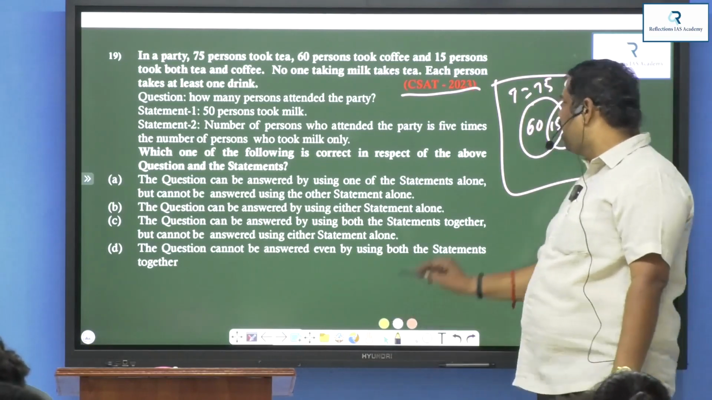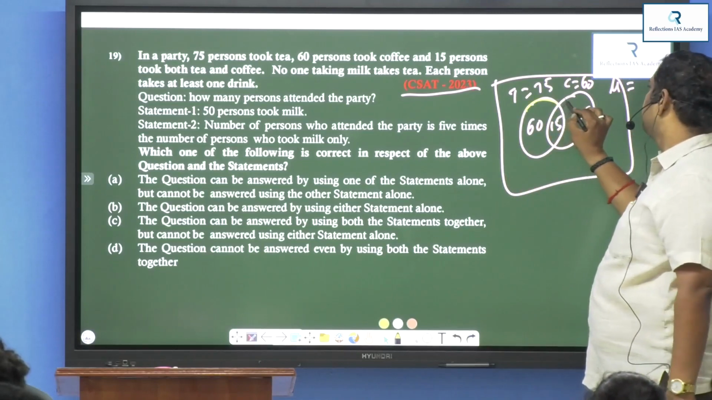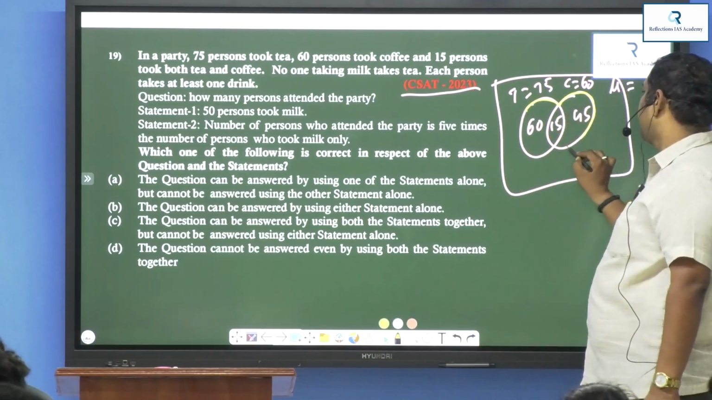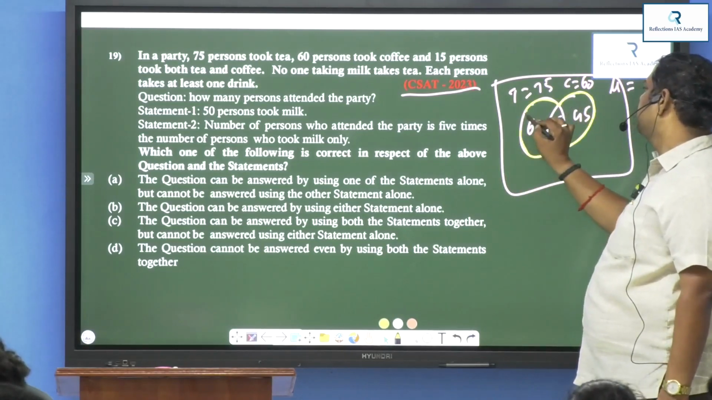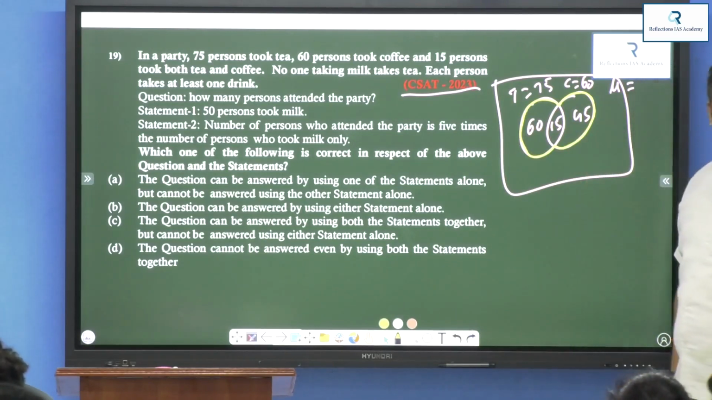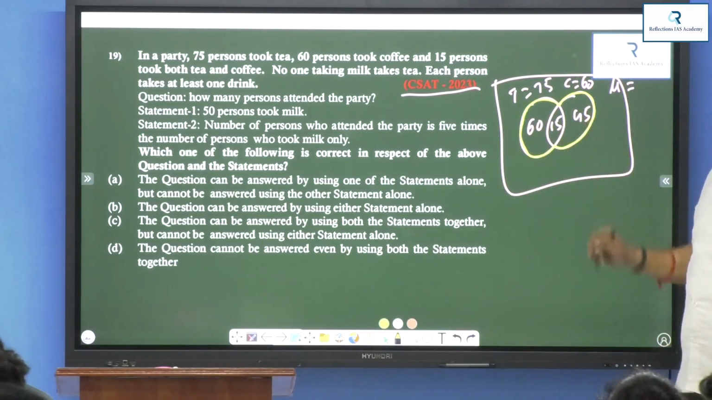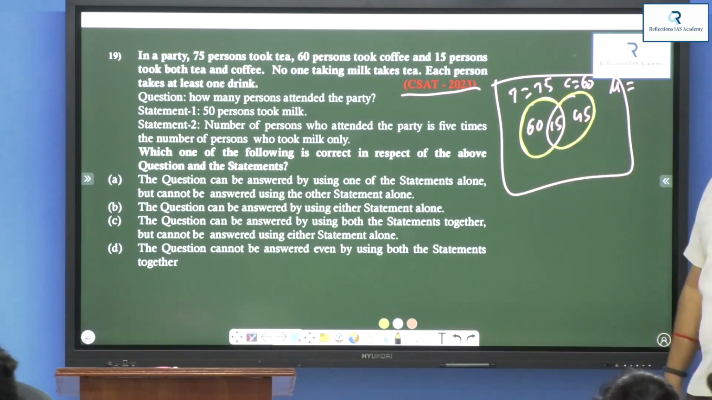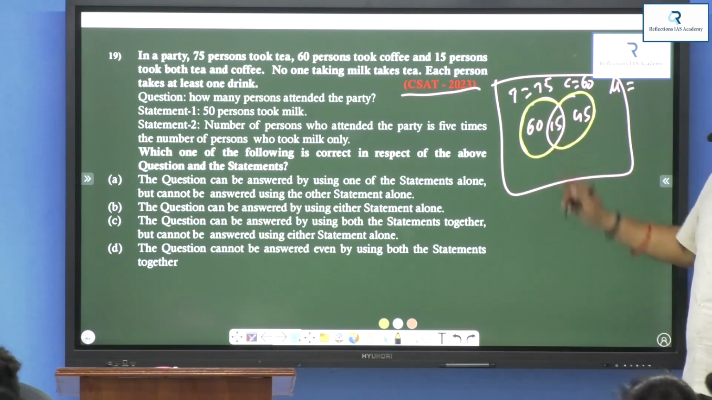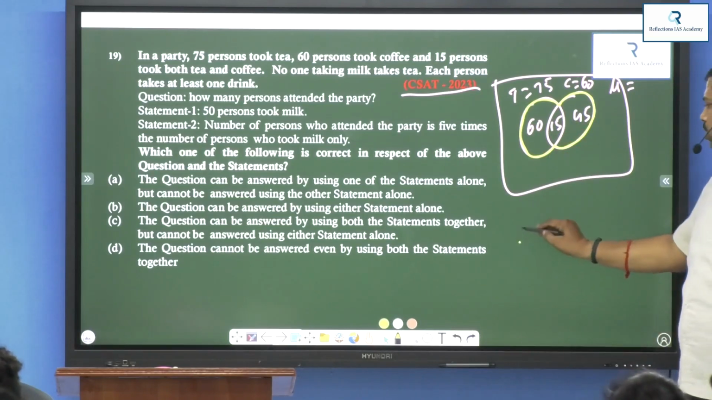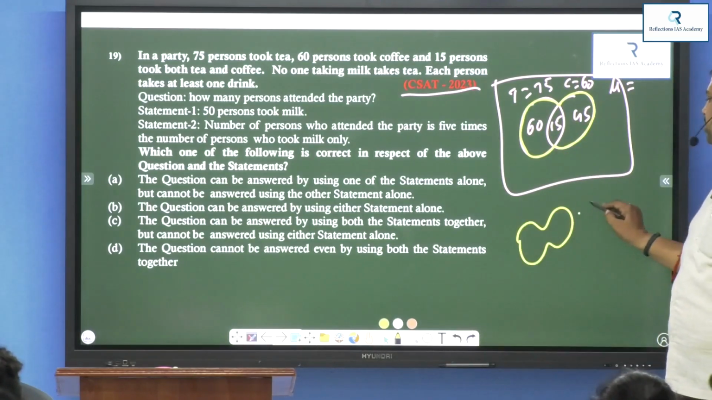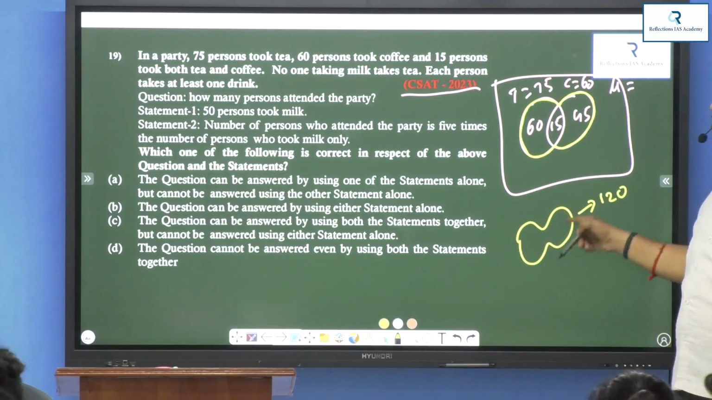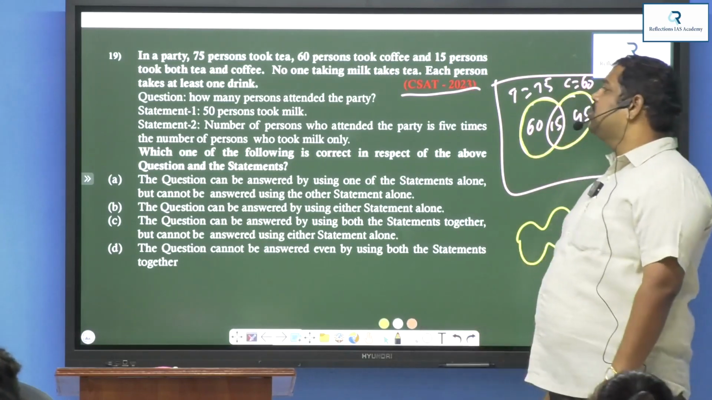So far I can say that this total is how much? 60 plus 15 plus 45, right or wrong? 45 plus 15 is 60. 60 plus 60 is? Okay, so far this symbol covers people of 120 members, right or wrong? This is the shape only, right? Okay, good. Symbolically I am writing. Yeah, next statement.